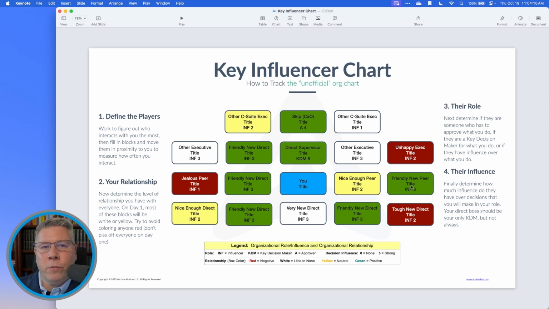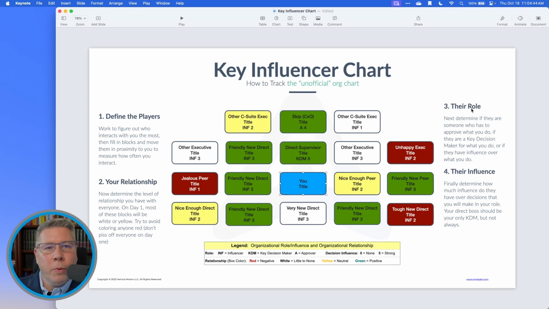And then green is friendly. This obviously means someone that's going to stick up for you and tell you, hey, they're saying this about you. Someone who's going to be there for you and you're there for them as well. And you would go have a beer with this person. Remember, you're blue. Red means a negative relationship. White means little to no relationship. Yellow means neutral relationship. Green means positive relationship. Once you've added all of the names, then you want to color code them.